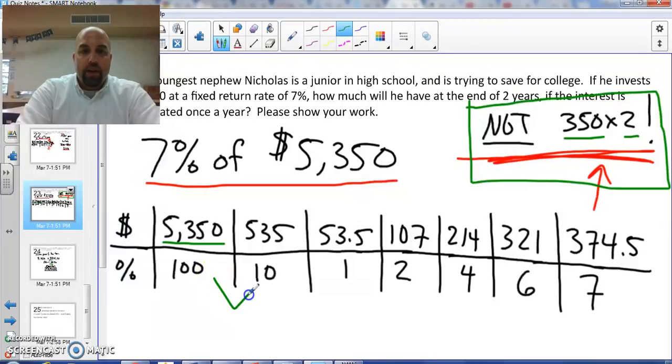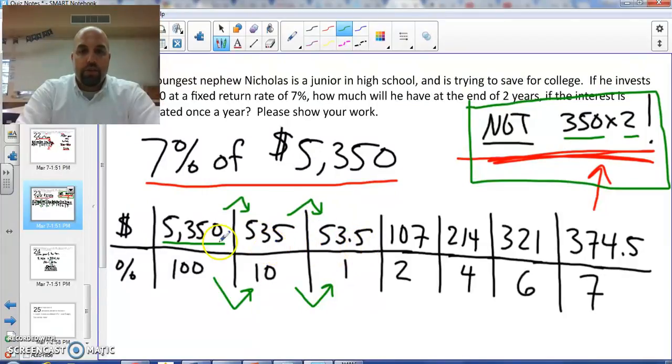Let's do it. 100 to 10, divide by 10. Okay, divide by 10, 5,350. Divided by 10, 535. I'm going to divide by 10 again to find 1%. Well, divide 535 by 10, I got 53 and 5/10.